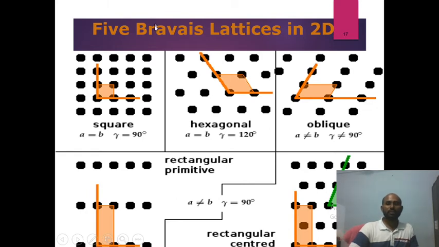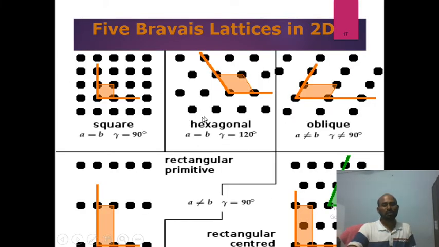Next, in 2 dimensions, there are 5 Bravais lattices. We say square. In square, the lattice constant A is equal to B and gamma is equal to 90 degrees, meaning this A and this B are both equal, and the angle between those axes is 90 degrees. That is known as square.